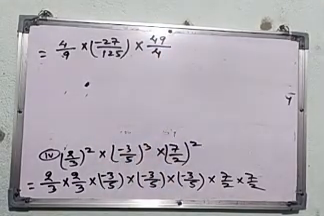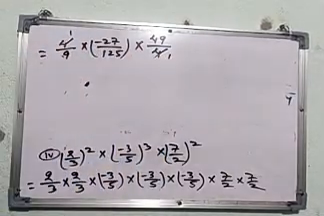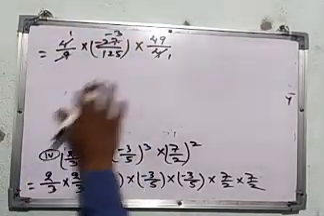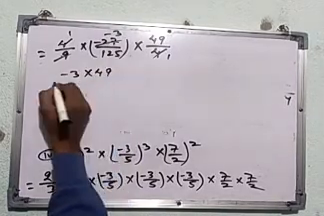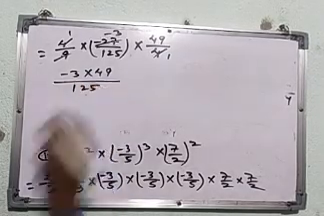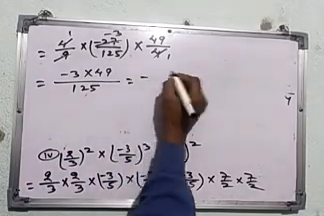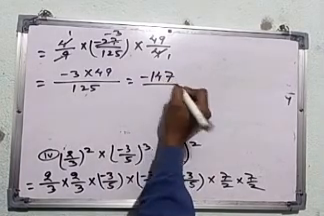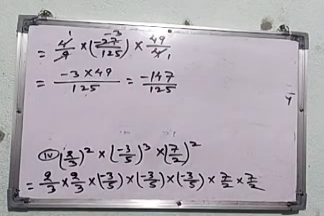Now student, here you see 4 cancel and 9 threes are 27 is also cancelled. So now left we have minus 3 into 49 by 125. If you multiply we get minus 9 threes are 27, carry 2, 4 threes are 12 and 2 is 14. Your answer is minus 147 by 125.